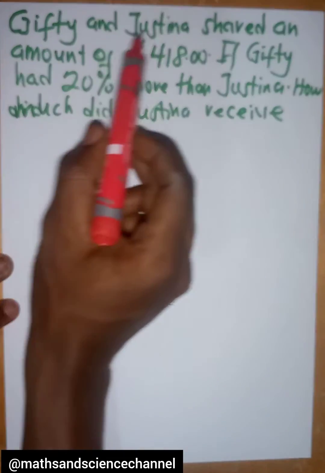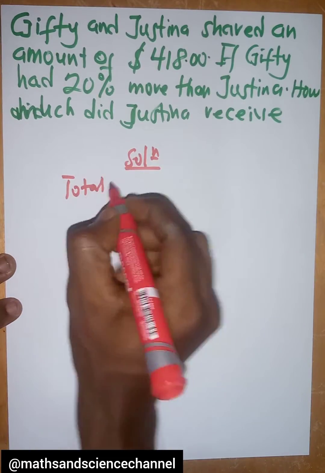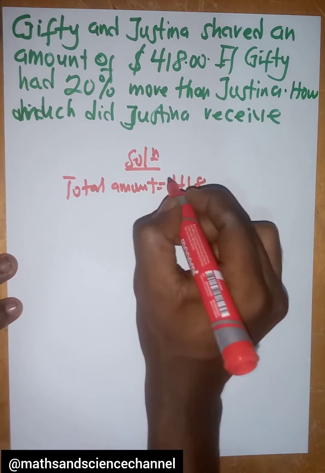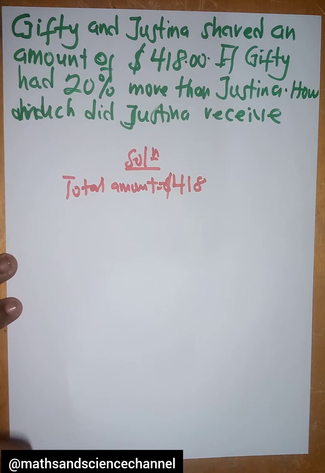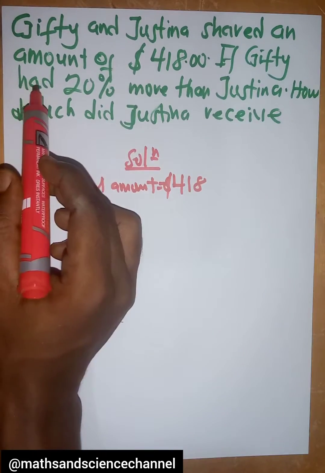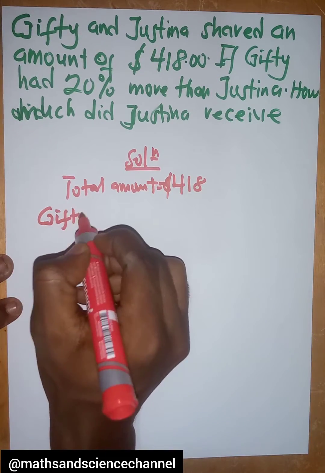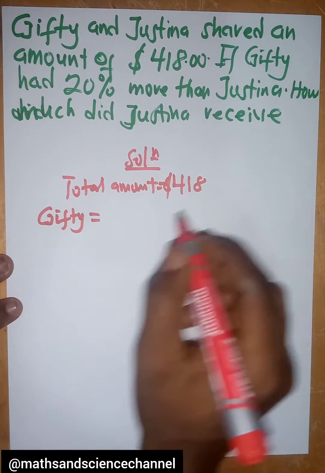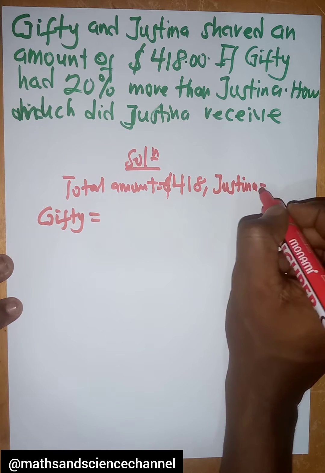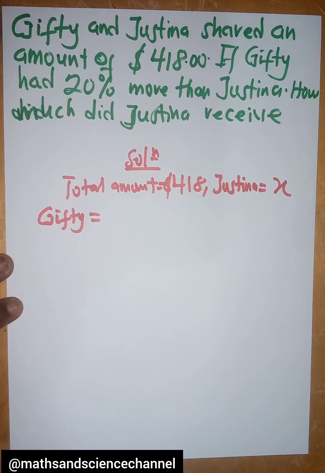Now it says that Gifty and Justina shared an amount, which is the total amount. So we have the total amount here to be $418, right? Now it says that Gifty had 20% more than Justina. Before we look at Gifty, let's look at Justina. We don't know what Justina had, right? So let's represent that by X. So let's say Justina had X.